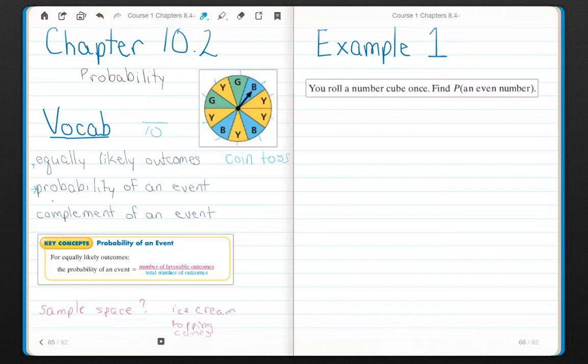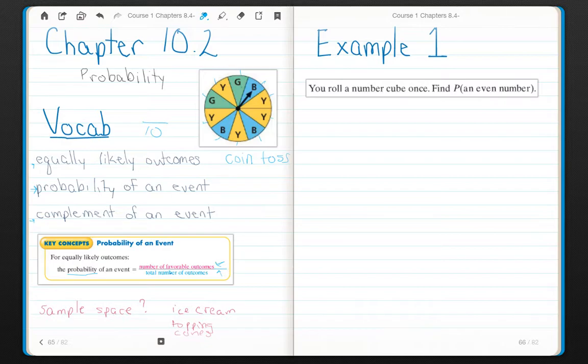It describes how likely that event is to occur. So we also have complement of event, and we're going to talk about that after example 1. But go ahead and take a quick look at that vocabulary right now and get that written down. So how do you find the probability of the event? The probability of an event is the number of favorable outcomes, the number of times it actually happens, over the total number of outcomes possible. It is written as a fraction.